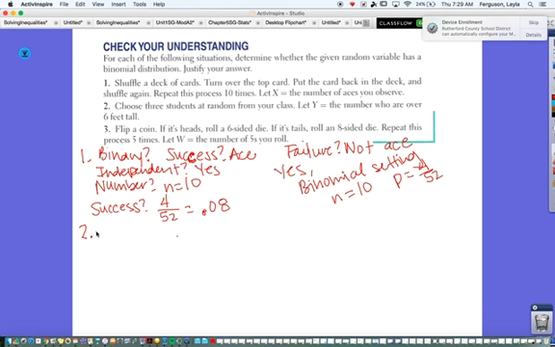To choose 3 students at random from your class, let y equal the number who are over 6 feet tall. So again, we're going to go through BINS because we're trying to see if we have a binomial distribution. The first one is binary, and so we need to know what is a success and what is a failure. Because we are looking at the number of students who are over 6 feet tall, a success would be over 6 feet. A failure would be not over 6 feet, or shorter than 6 feet.